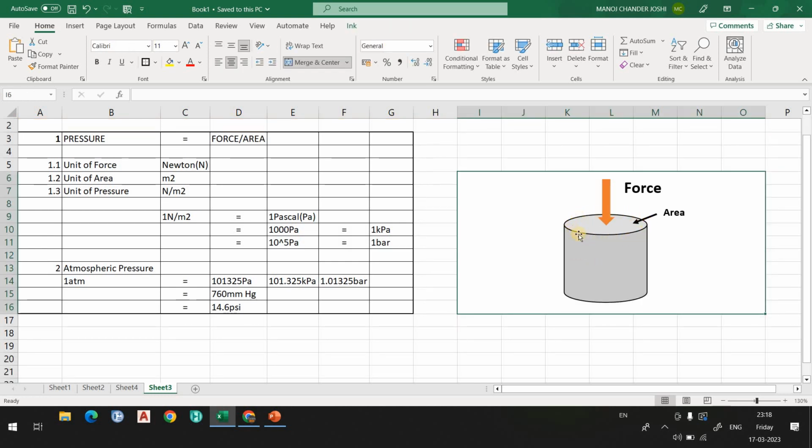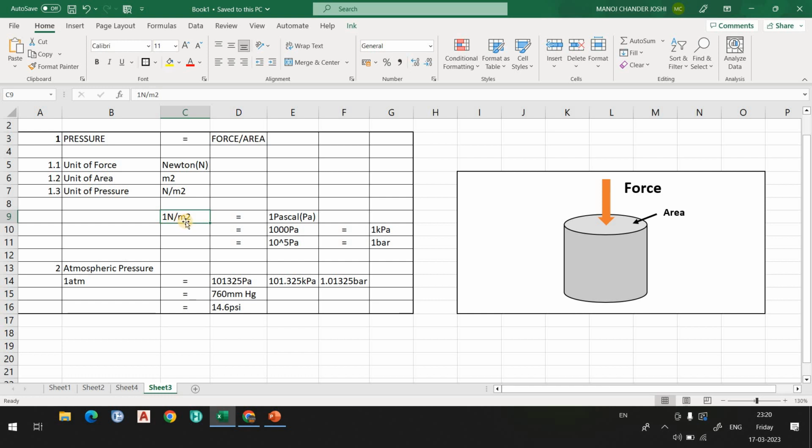Are you getting my point? What I want to say? The area will be pi r square, and this one is your force. Let me know in the comments box which type of force this will be. This is a very tricky question for you all. We know the unit of the force, that is the Newton. We also know the unit of the area, that is meter square. So what will be the unit of the pressure? The unit of the pressure will be Newton per meter square. This is the general unit of the pressure.